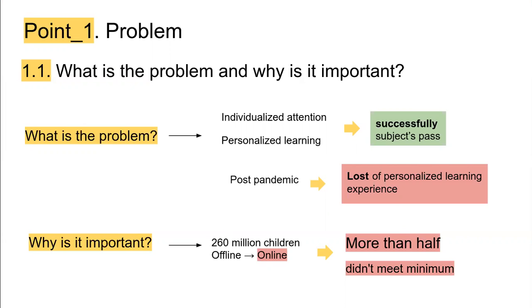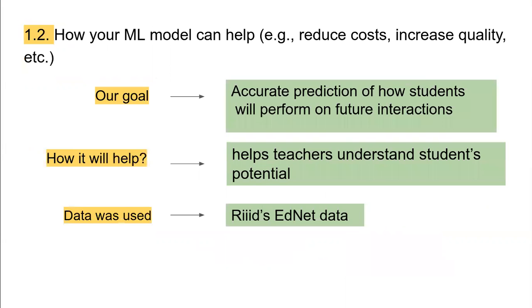And it can be seen that such loss of personalized learning had a dramatic influence on education quality, which makes the modeling of student knowledge over time important. So our goal is to build an accurate prediction of how students will perform on future interactions, and it helps teachers understand the students' potential in the future.